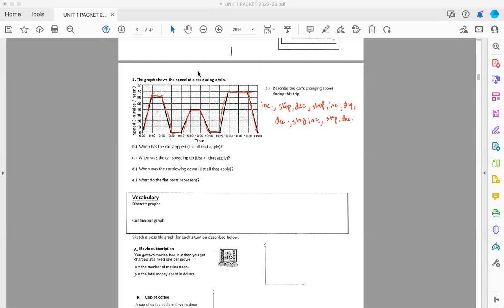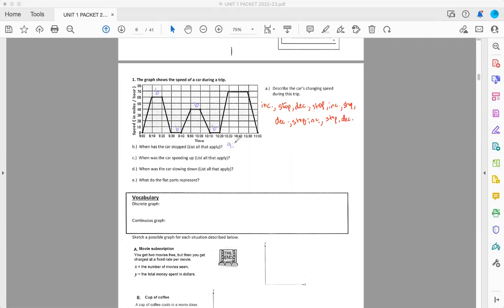Now, when is the car stopped? So for part B, when is the graph stopped? We're stopped, and I'll probably use the letter B for that. We're stopped here, here, here, and be careful, those we almost missed, and here. So we're stopped between what? We're stopped from left to right again.